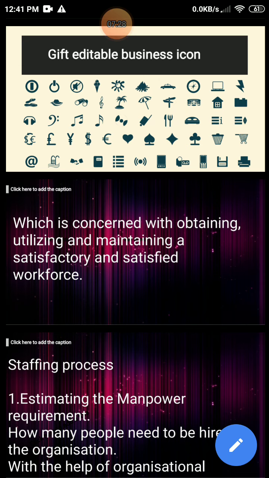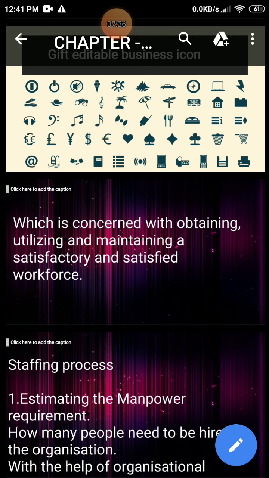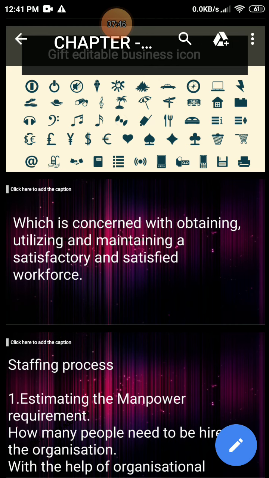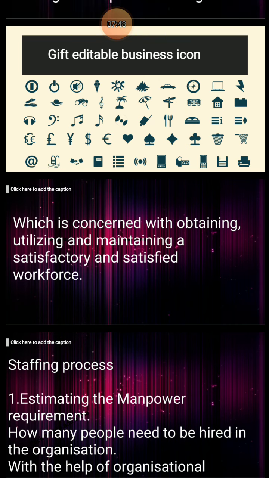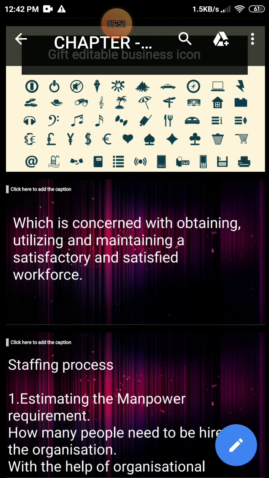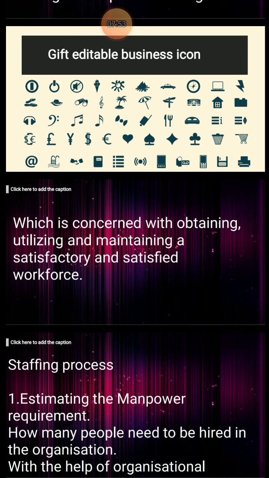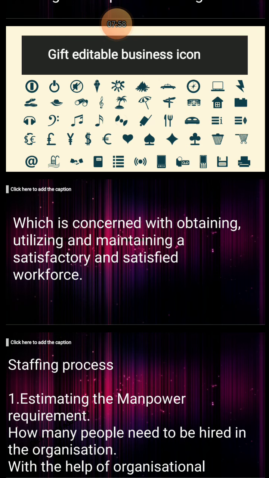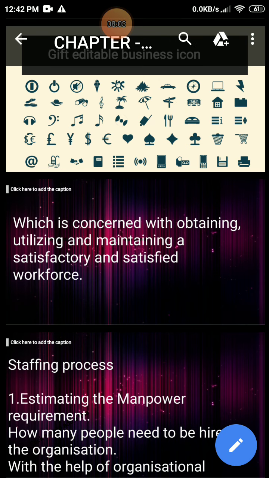So when you start finding and recognizing the right candidates with a lot of talent, those who are really specialized and expert to do one particular job in the business organization, you go for acquiring them. This is what we call obtaining. And utilize them. Utilizing is where you make use of them in a particular division or department, where you will get tremendous results out of their work. So utilizing and maintaining a satisfactory and satisfied workforce.